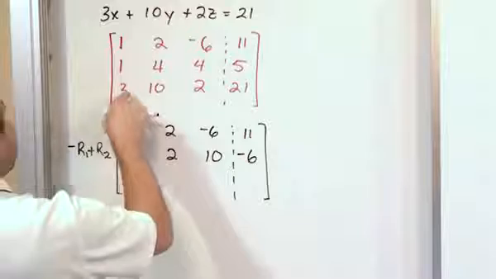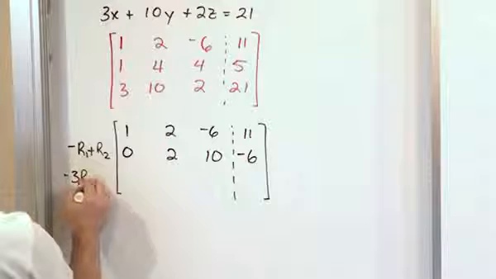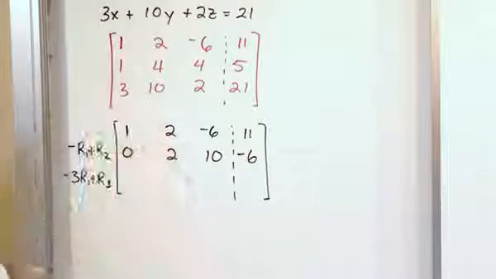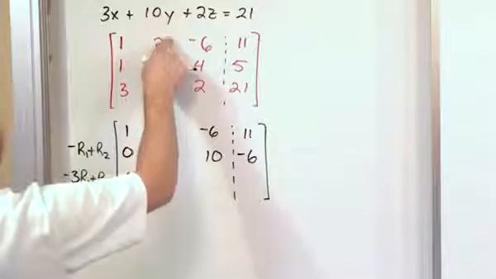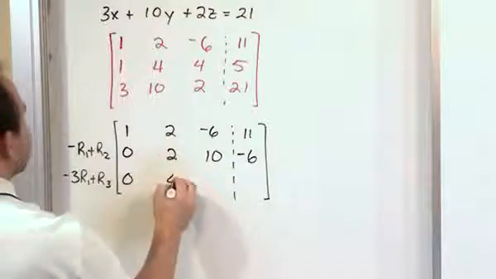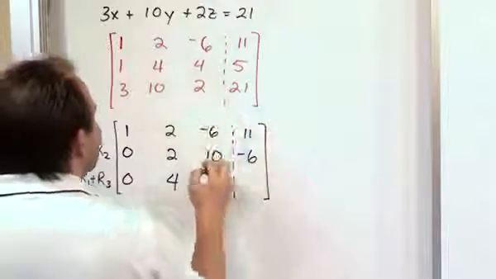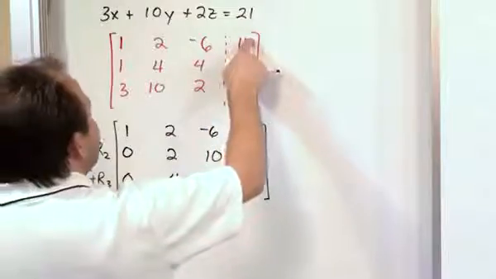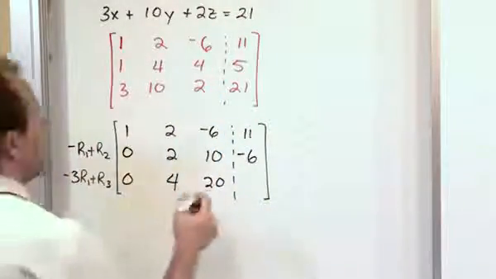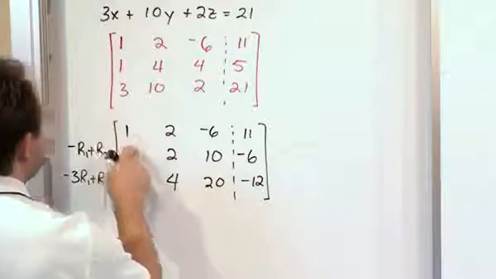And at the same time, I can make this a 0 by multiplying this row by negative 3. So negative 3 times row 1 plus row 3. When I multiply this by negative 3 and add it, I get a 0. Negative 3 times 2 will give me negative 6 plus 10 is positive 4. Negative 3 times negative 6 is going to be positive 18 plus 2 is 20. And then negative 3 times 11 is going to give me negative 33 plus 21, which will give me negative 12. All right, so far I have done exactly what I set out to achieve. I've got zeros underneath here.